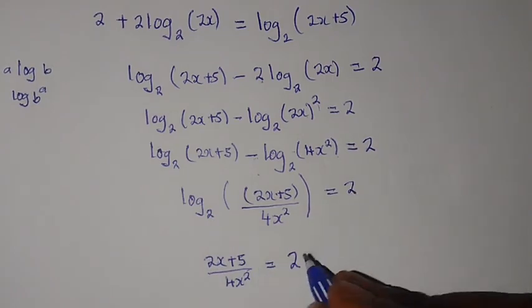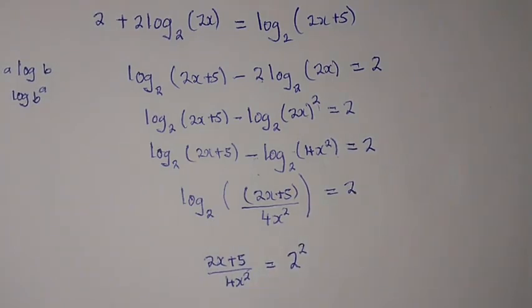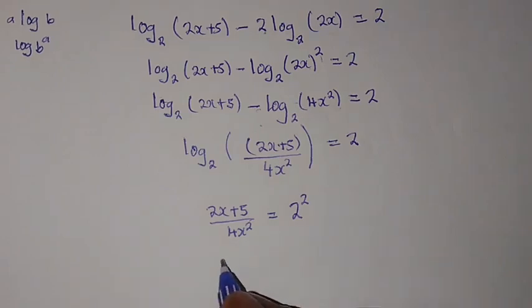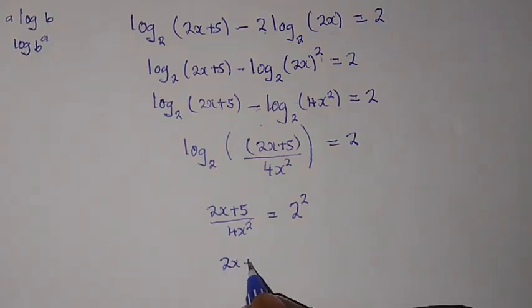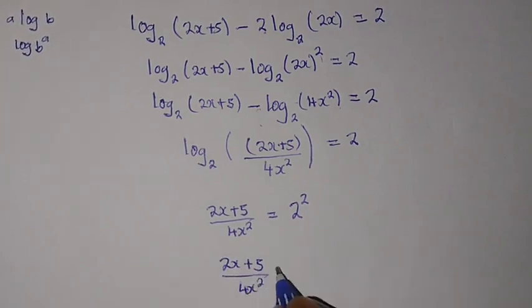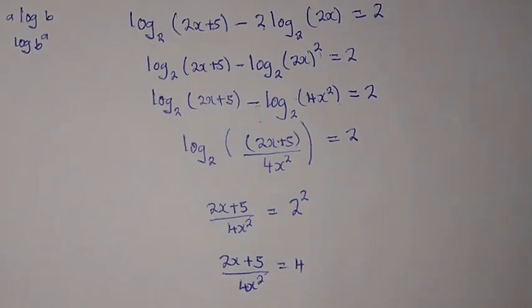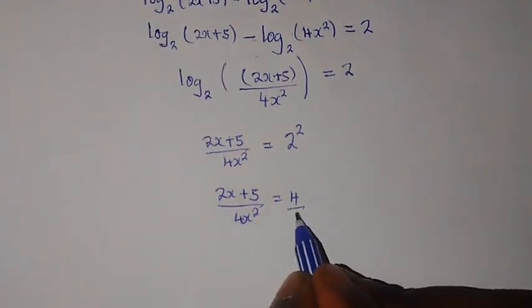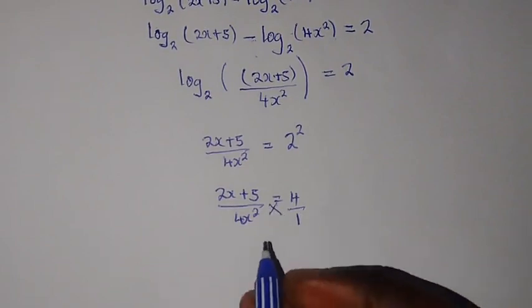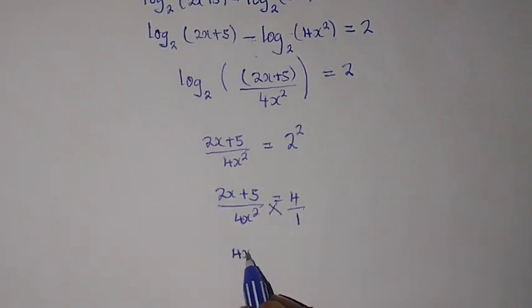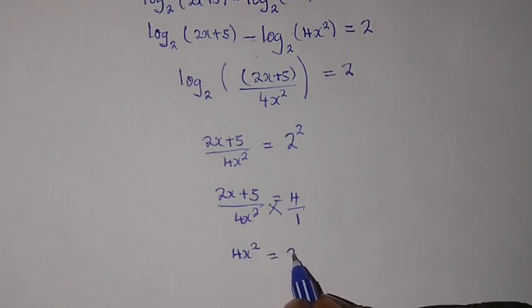Then this 2 here becomes the power. All right, so from here, we are going to have (2x + 5)/(4x²) = 4. So you can see, we can divide this by 1, then we cross multiply. So we're going to have 4x² = 2x + 5.